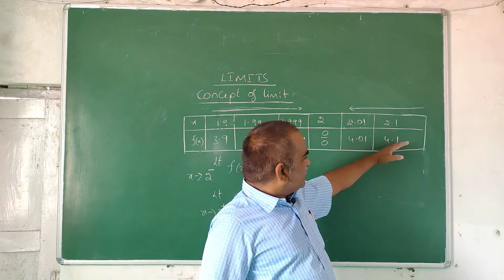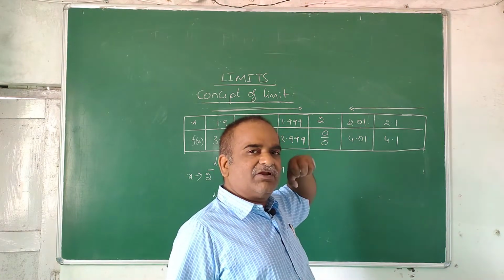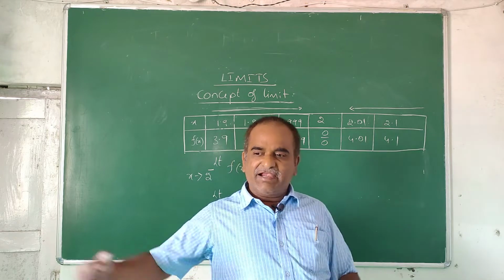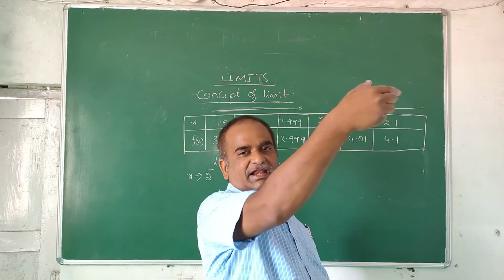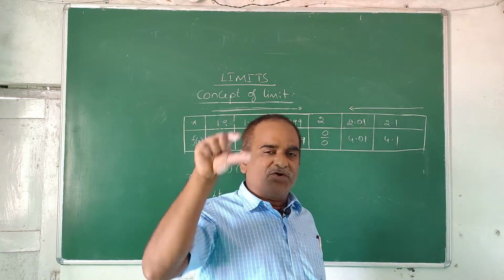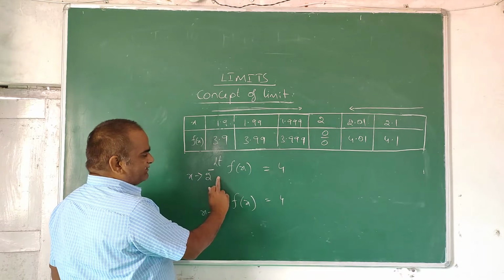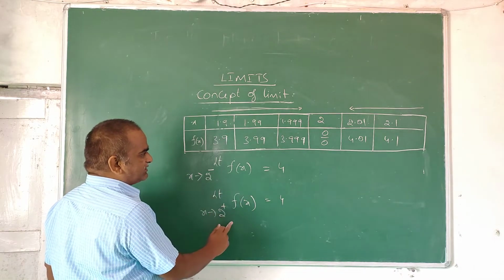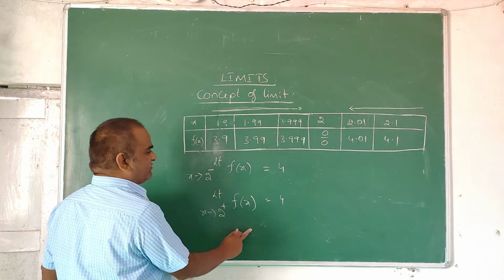is decreasing, for here 4.1, here 4.01, like that. It is decreasing and coming closer to 4. This side it is increasing and coming closer to 4. There it is decreasing and coming closer to 4. So this is called the left hand limit of this function and this is called the right hand limit of the function, and you see that these both are equal.